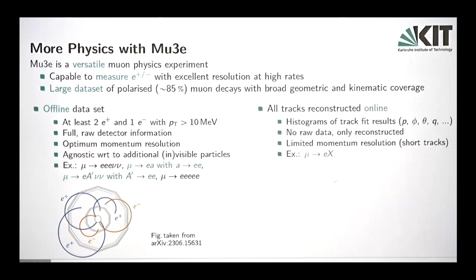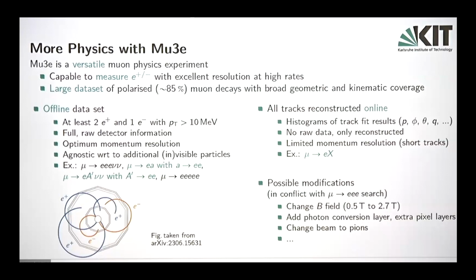Then there is also online data. So we do track fits of every particle that passes the detector, and we can at least histogram these. We cannot store all the data, it's too much, but we can do histograms of the track fit results. The drawback is that it's reconstructed, you can never change it afterwards, right? You cannot reprocess it. But the Mu3e X search will be performed this way.